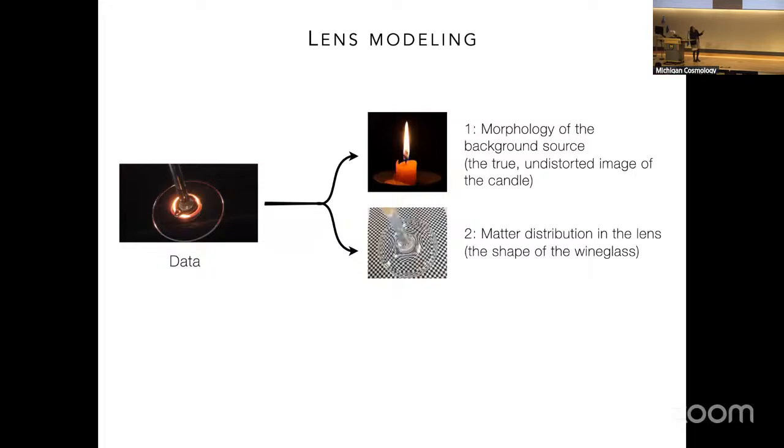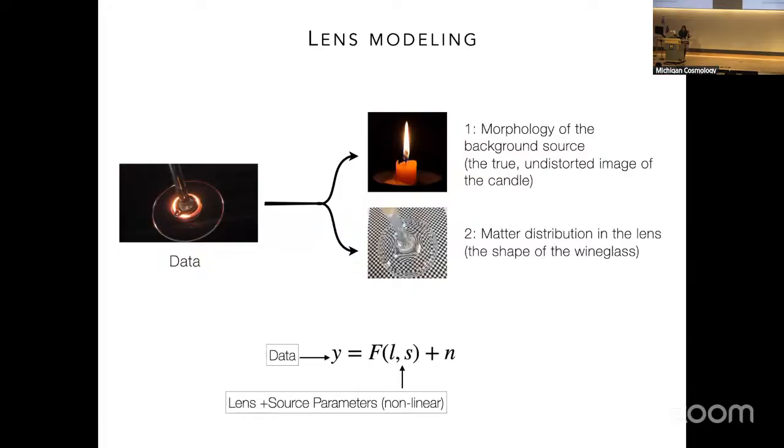This is an inverse problem, where your data is the pixels of the distorted image. What you want to do is simultaneously reconstruct the undistorted image of the flame, the background source, so the galaxy, and reconstruct the mass distribution in the foot of the wine glass. So these are the parameters you're trying to reconstruct. The vector contains your data. You have your lens and your source parameters, and depending on your parameterization, they could be linear or nonlinear parameters. And then you have a noise vector that gets added to that.